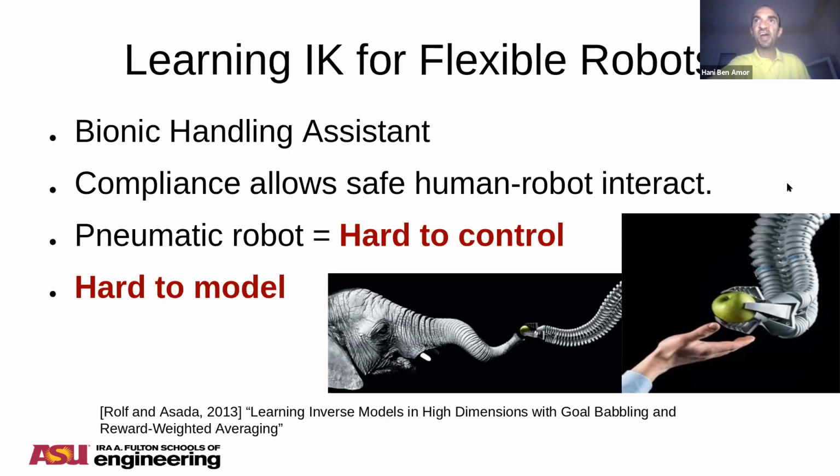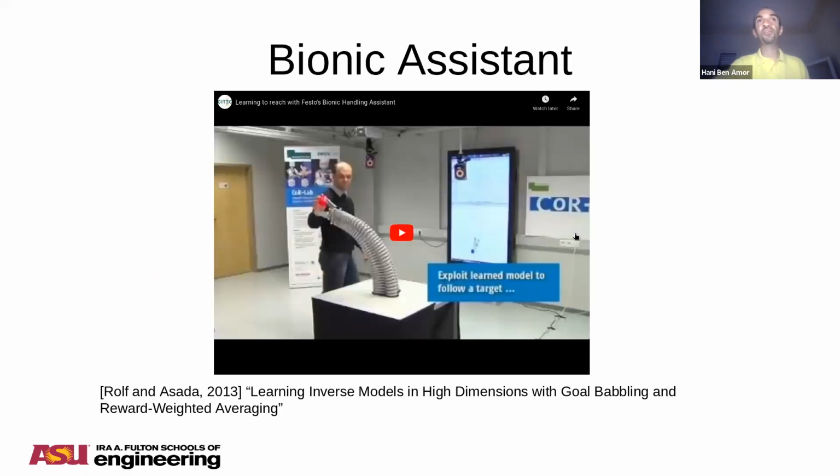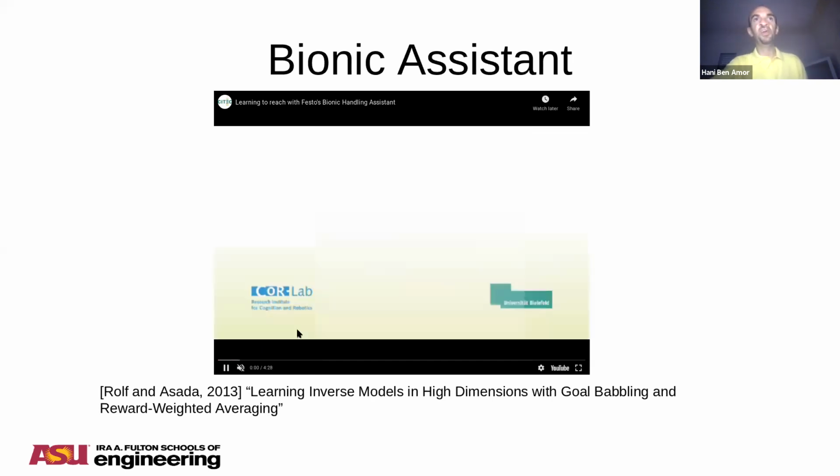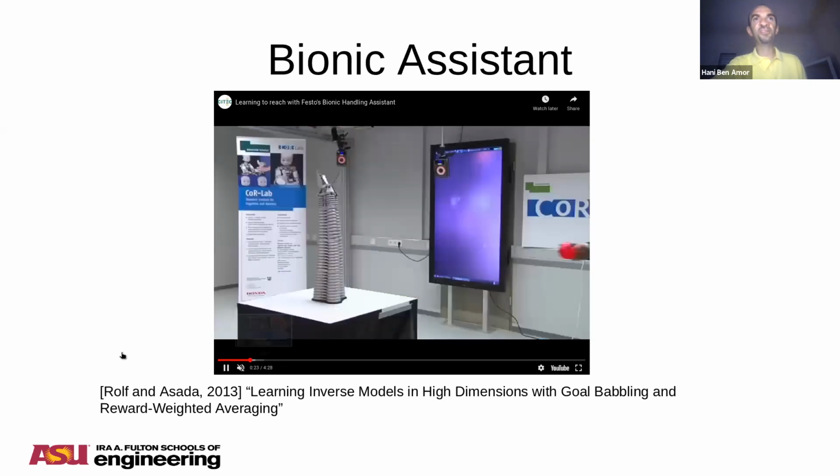So the question is, which angles do we have to set for all of these chambers? All of these actuators, what angle do we have to set in order to make it get to a certain location? That again is something that we can learn using machine learning. And that's what's done here in this video.